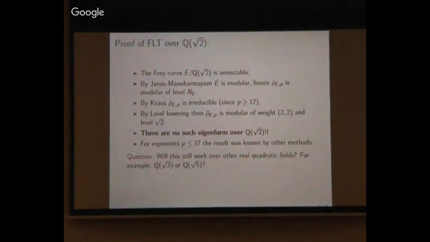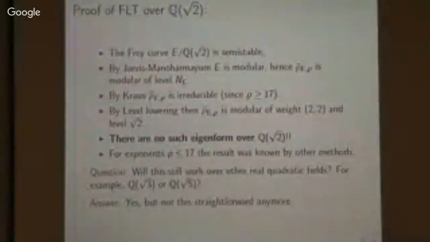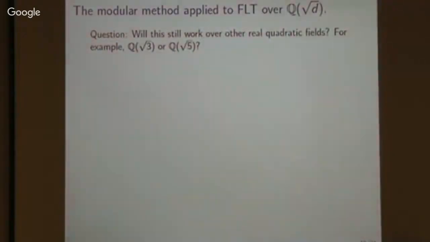Okay, so of course this works once. Let's see, is it going to work again? Can we change to other fields, like Q square root of 3 or Q square root of 5, and see if this still runs? What we realize is that it does work, but there is some work to be done. So what do I mean when I say, does this work over another field?